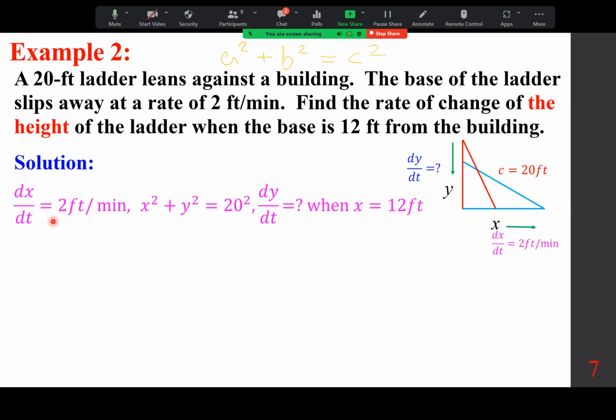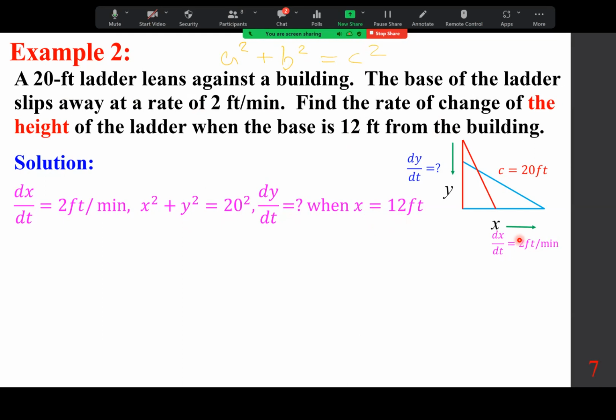So dx/dt is 2 feet per minute. x squared plus y squared equals 20 squared. This is the Pythagorean theorem. dy/dt is missing. We are interested in finding that numerically at the precise moment when x is 12 feet. So this setting, along with this line, is the translation of the question. You have to have this setting anytime you do word problems, related rates or word problems.